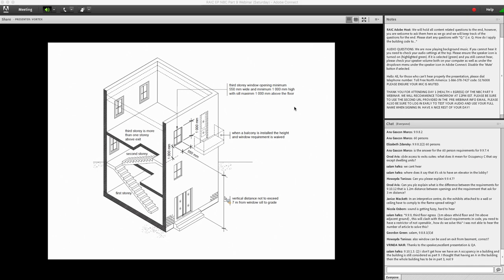Still under 9.10.12, is protection of soffit required even if we extend the attic separation to the eave? I'll pause on that.